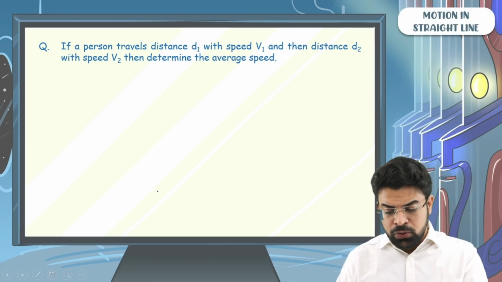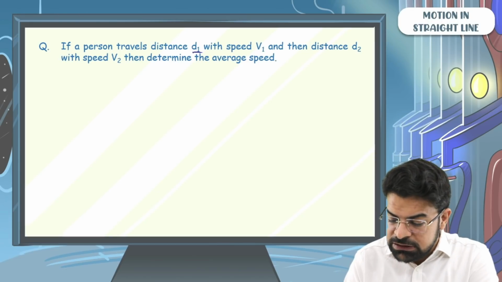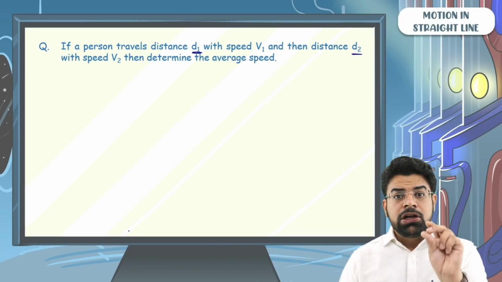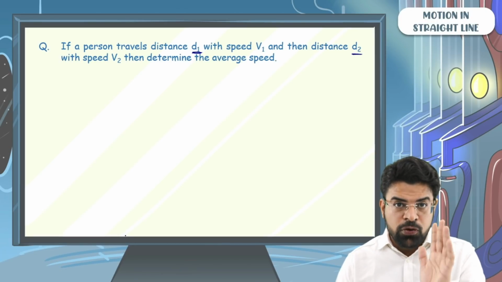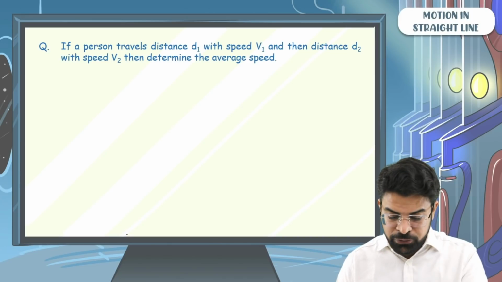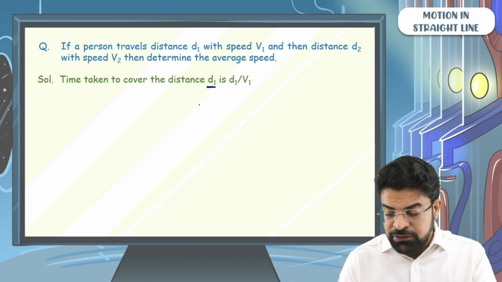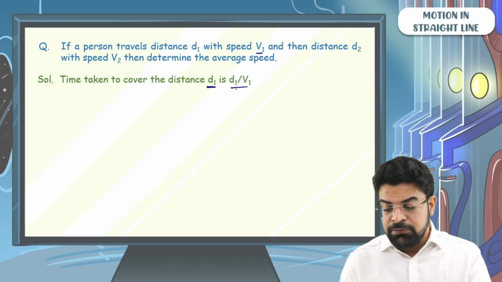What will be the total distance traveled? The total distance traveled will be d1 plus d2. What will be the total time taken? We need to focus on the total time taken now. Time taken to cover the distance d1 with the speed v1 will be nothing but d1 by v1.